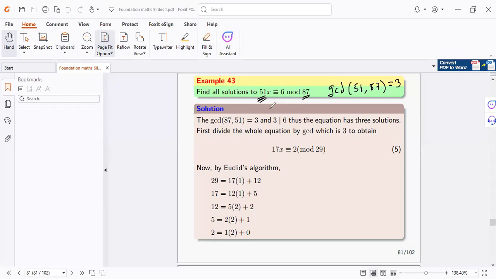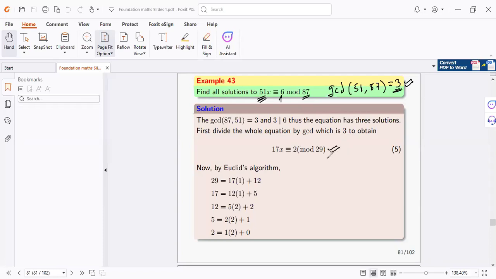So what we only realize from here is that this equation has 3 solutions, because this 3 can divide 6. So this system has 3 solutions. Now, we divide through by this GCD. And when you divide through by this GCD, you get 17x is congruent to 2 mod 29.